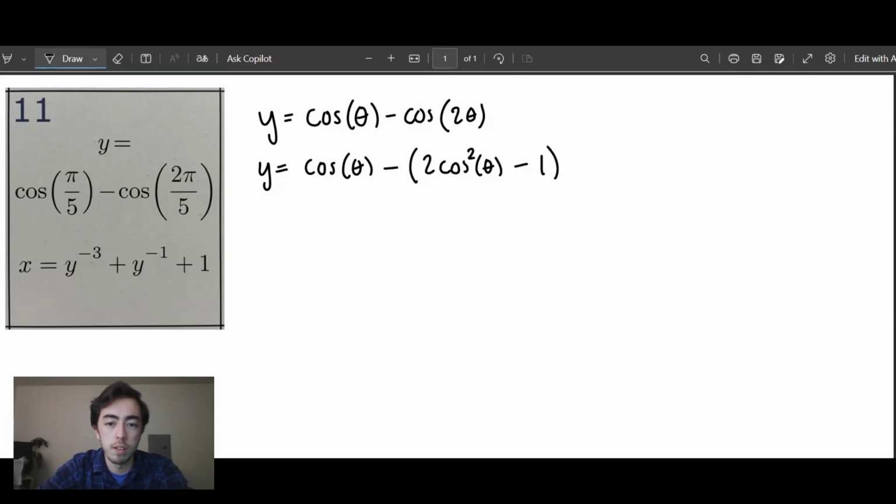And then rearranging some terms, y is going to be equal to negative 2 cosine squared theta plus cosine of theta plus 1, because I'm distributing that negative. And well, this theta all along has been pi over 5. So now the question is, what is cosine of pi over 5? Because once I get that, I can plug that in here and solve for y.